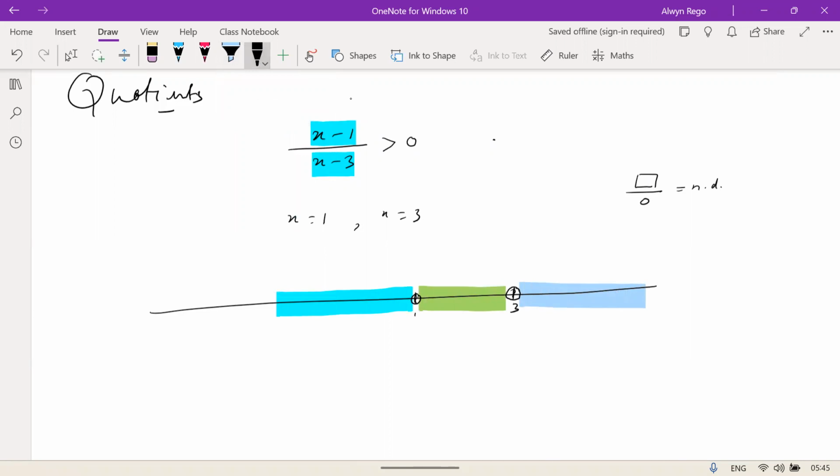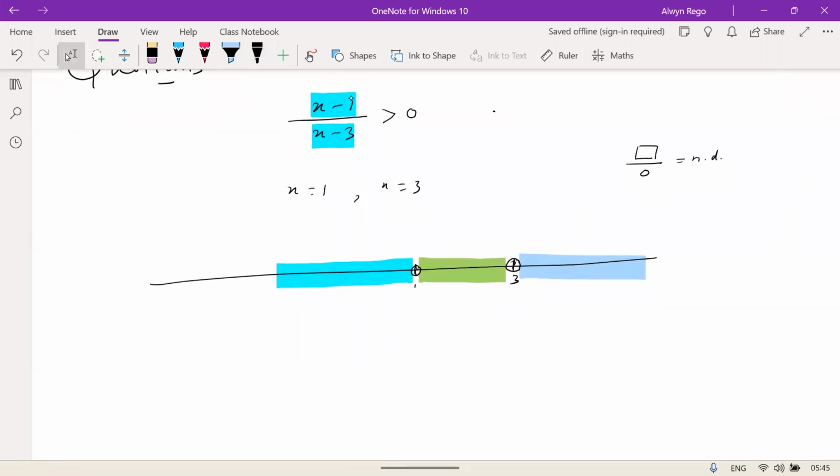So similarly, you take a value which is less than 1. Let's say they take the value 0. 0 minus 1 is negative. 0 minus 3 is negative. Negative upon negative is positive here. I want this one because I want the value to be more than 0. Between 1 and 3, if I take a value 2, for example, 2 minus 1 in the numerator is positive. 2 minus 3 is negative. So the answer is negative here, less than 0. So I don't want this one because what I'm looking for is that it's more than 0, positive. This value must be more than 0, positive.